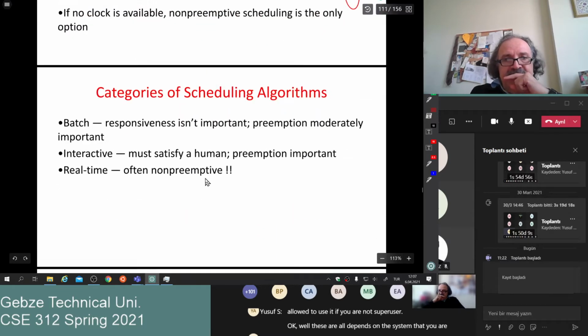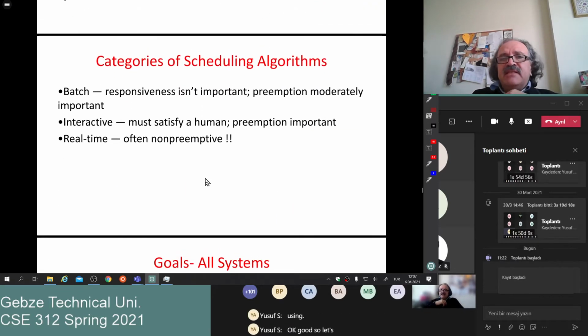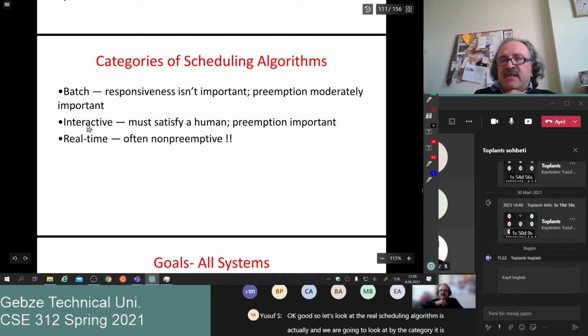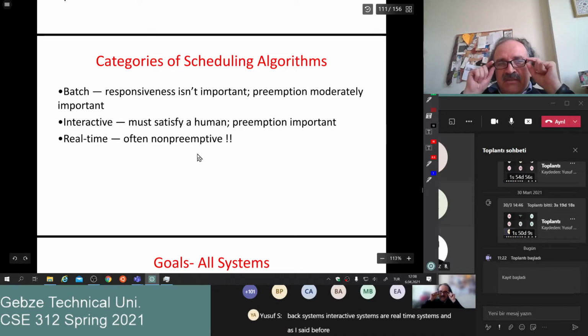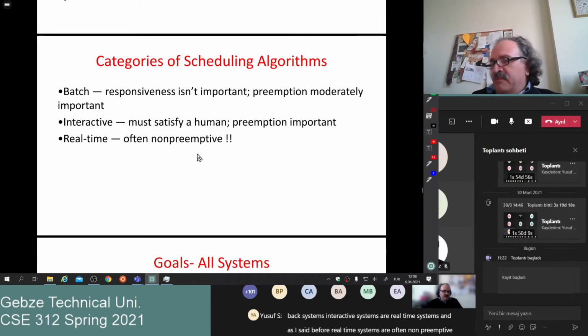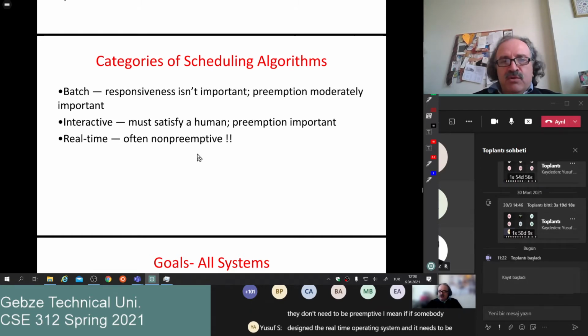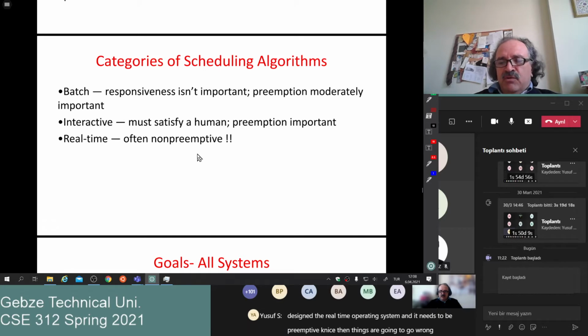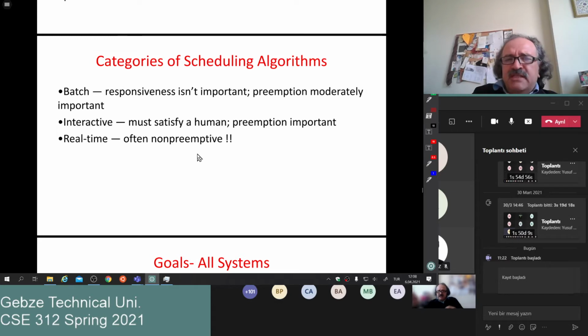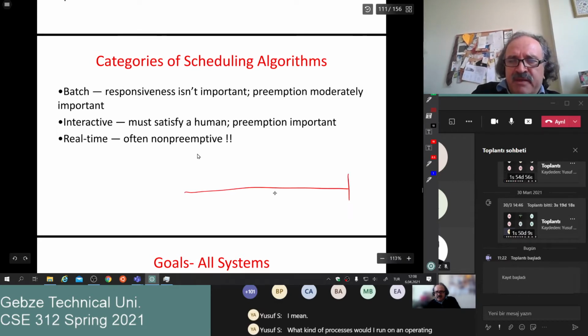Okay, good. So let's look at the real scheduling algorithms, and we are going to look at them by their category: batch systems, interactive systems, and real-time systems. And as I said before, real-time systems are often non-preemptive. They don't need to be preemptive. I mean, if somebody designed a real-time operating system and it needs preemptiveness, then things are going to go wrong, because what kind of processes would I run on a real-time operating system?